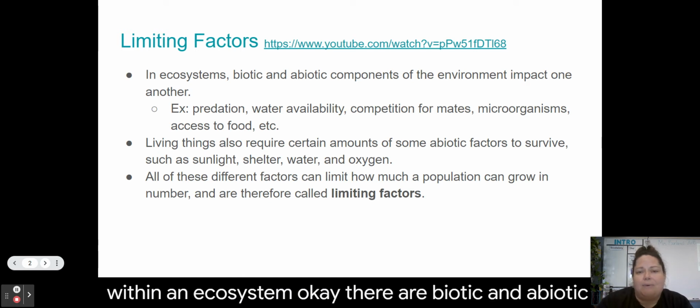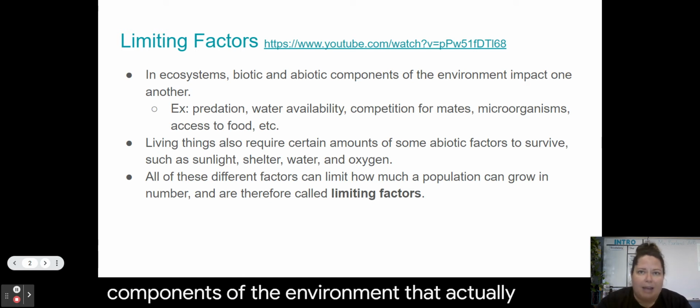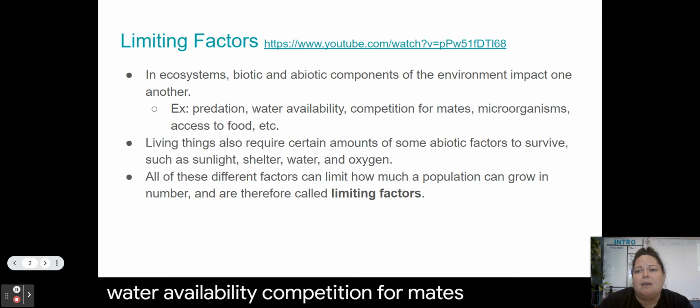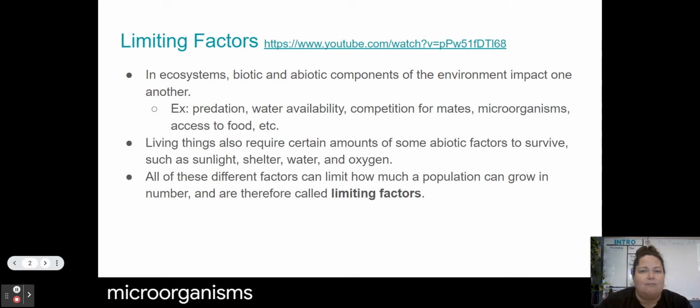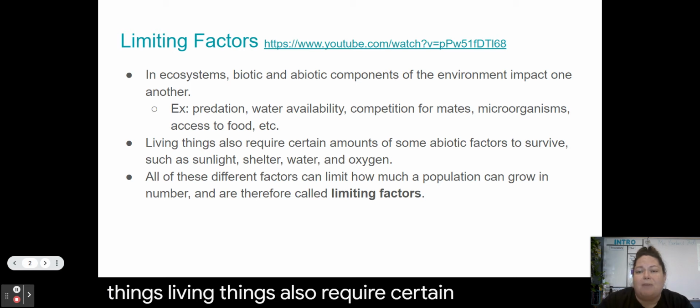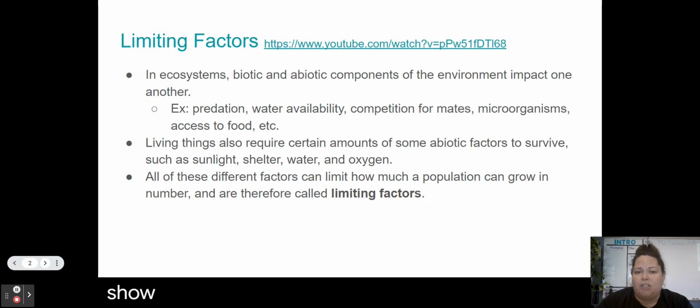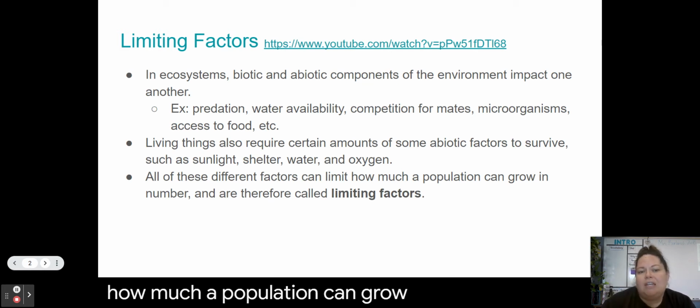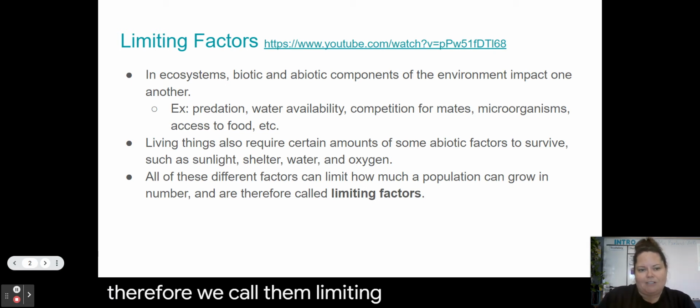Okay, there are biotic and abiotic components of the environment that actually impact one another. So some examples would be predation, water availability, competition for mates, microorganisms, access to food, and many other things. Living things also require certain amounts of some abiotic factors to survive. We need sunlight, shelter, water, oxygen. Okay, we need the correct temperatures. All of these different factors can limit how much a population can grow in number, and therefore we call them limiting factors.